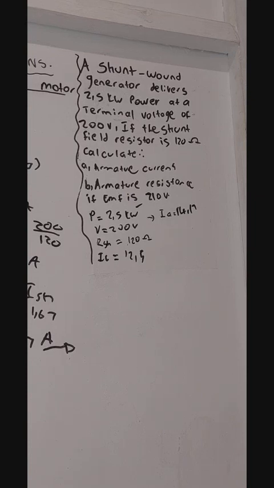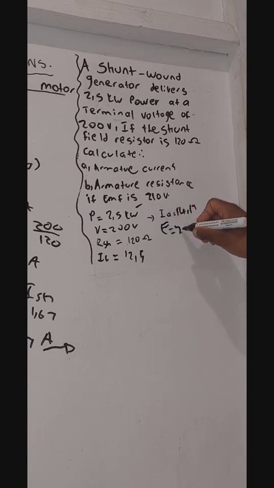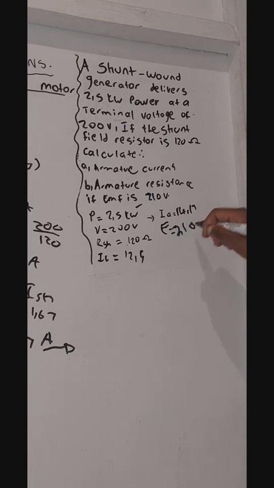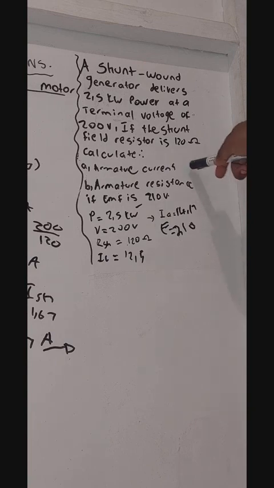And let's continue. After that, they want us to find the armature resistance if the EMF is 210. So here we are given the EMF to be 210. So let's write down our given. We wrote it down, and now we can go to the formulas to check which one has the armature resistance, which has EMF, and what we are given.